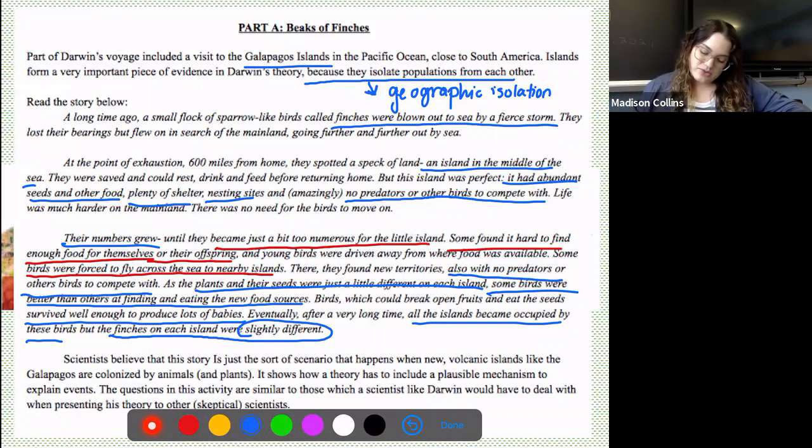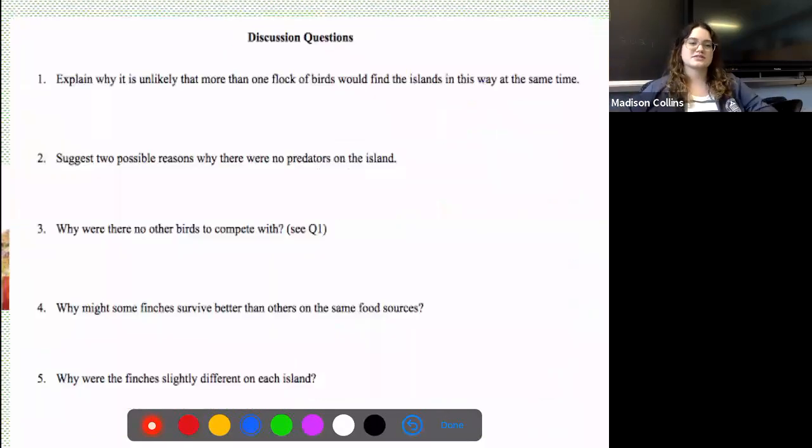It shows how a theory has to include a plausible mechanism to explain events. The questions in this activity below are similar to those which a scientist like Darwin would have to deal with when presenting his theory to other skeptical scientists. So now, using that information that we just got in the passage, let's answer these questions.